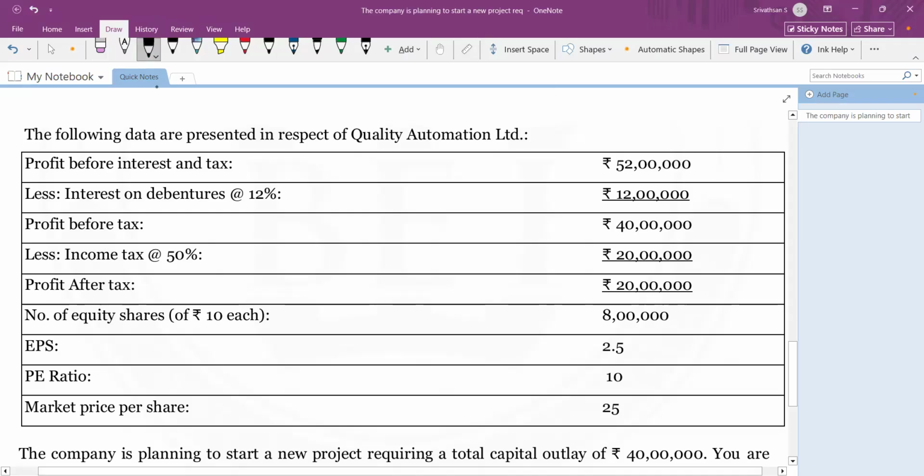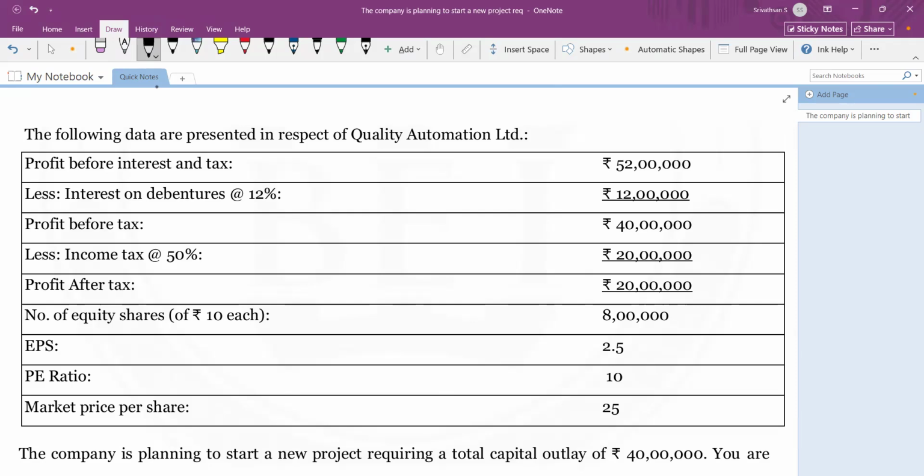The following data are presented in respect of Quality Automation Limited. Profit before interest and taxes is 52 lakh. The company has 12% debenture on which they are paying 12 lakh rupees of interest. So when we subtract interest from the EBIT, we get profit before tax of 40 lakh rupees.